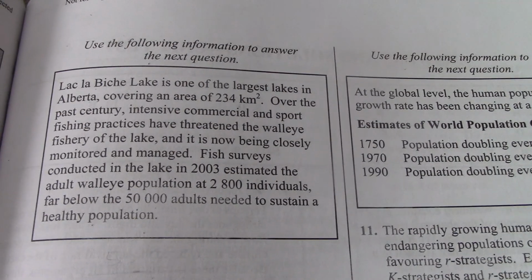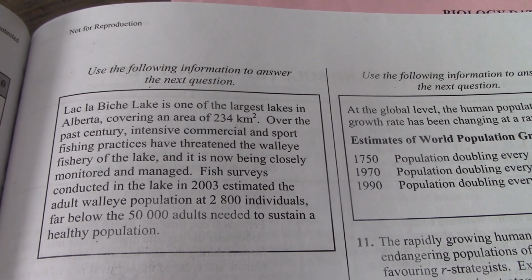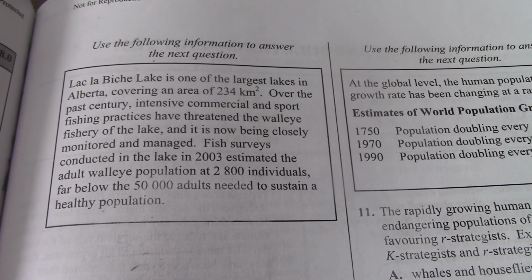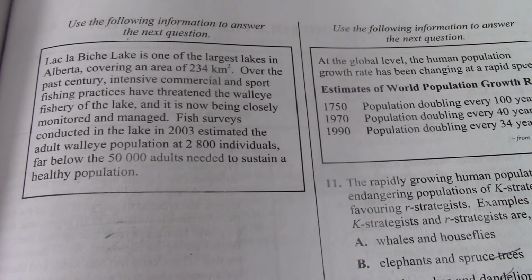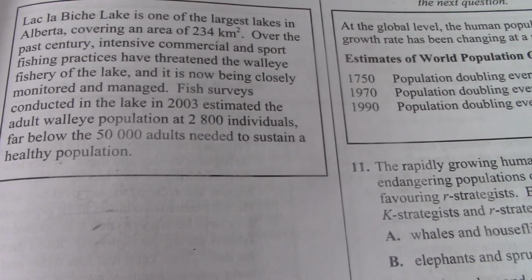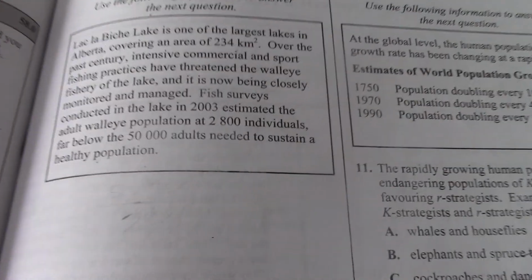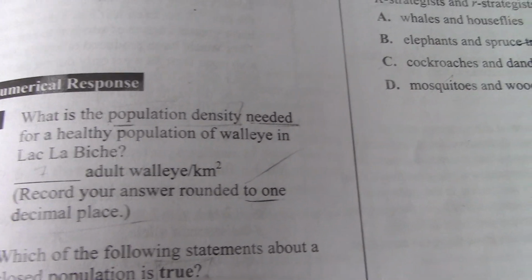So this question says Lac La Biche is one of the largest lakes in Alberta, covering an area of 234 square kilometers. Over the past century, intensive commercial and sport fishing practices have threatened the walleye population. Fish surveys conducted in the lake in 2003 estimated the adult walleye population at 2,800 individuals, and the desired population is 50,000 adults. The question asks, what is the population density needed for a healthy population of walleye?